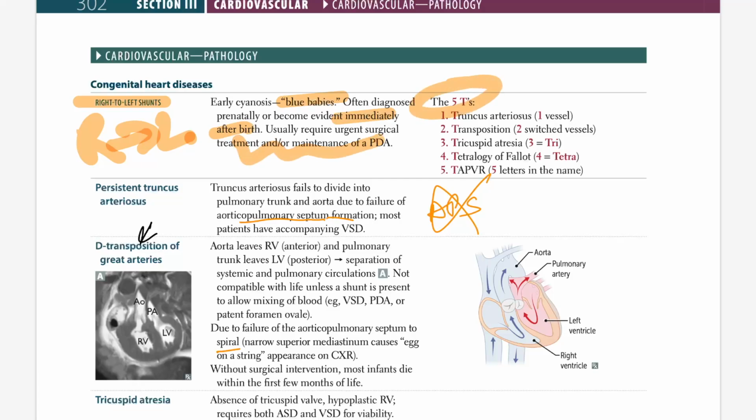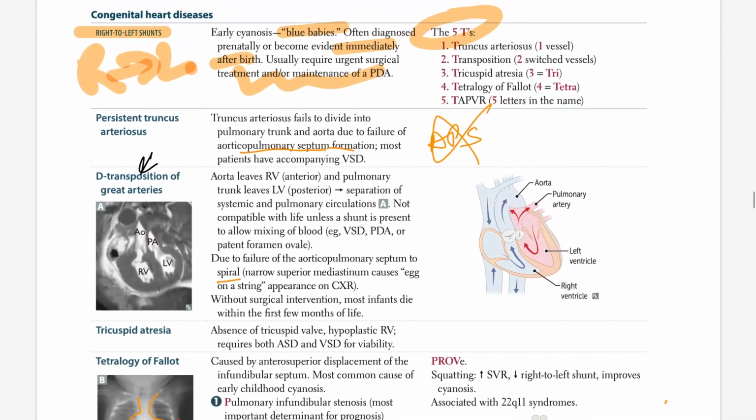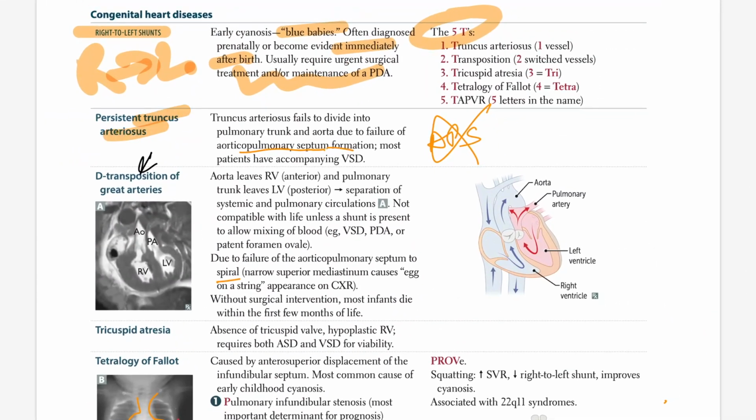5 T's being: the first T is the truncus arteriosus, persistent truncus arteriosus, where the truncus arteriosus did not divide into the pulmonary trunk and aorta. So there's a mixing of the blood between each other. Why did this happen? Because the aortopulmonary septum did not form. That's one thing.